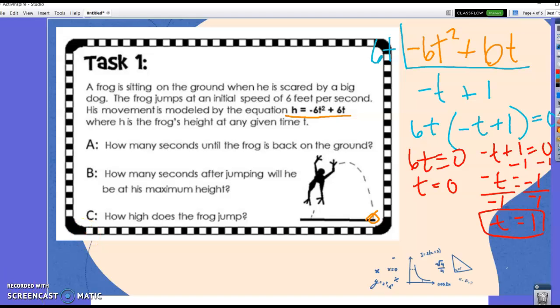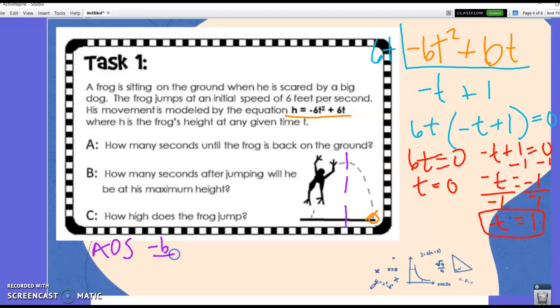All right, so for 1b, it says how many seconds after jumping will he be at his maximum height? So we're looking for his highest value. We're looking for the x value of his highest point, which, if you follow that line all the way down, is our axis of symmetry. So we're going to use our formula for the AOS.